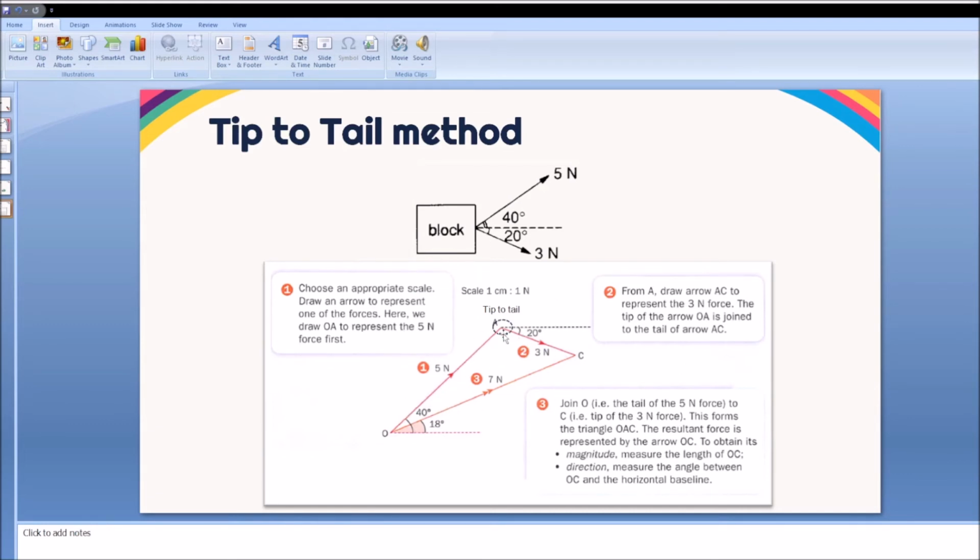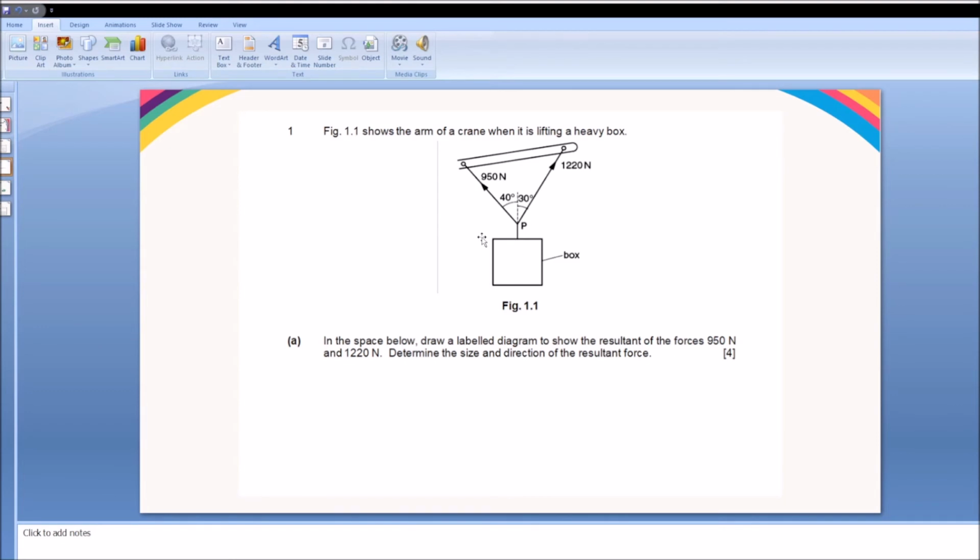So 5 Newton force, then basically the 3 Newton force you draw in the same angle as it is based on the orientation of the block, and then by drawing the resultant vector from the starting point to the ending point of the 3 Newton vector, and then you just measure this length, this will be the resultant vector that you have. So once again, I will illustrate this with this example, which you can see next.